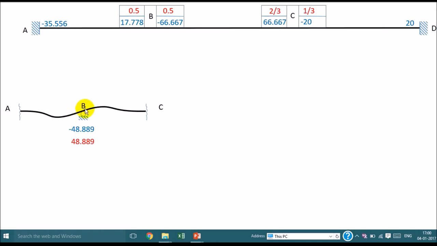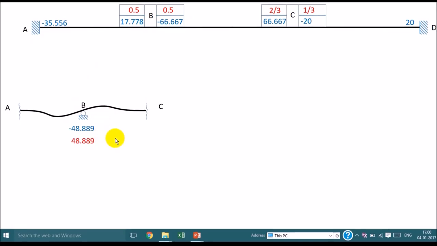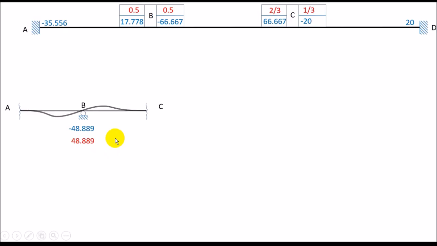So how much part would be from BA and how much part would be from BC, we get that from our distribution factors. Okay, so see, when I give this 48.889 positive, my beam becomes straight again.